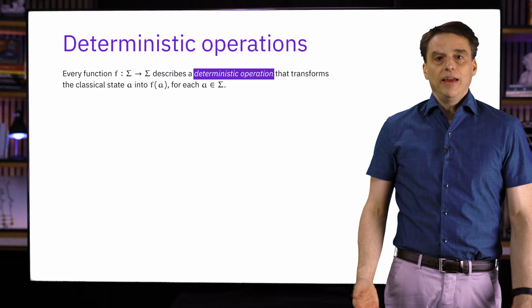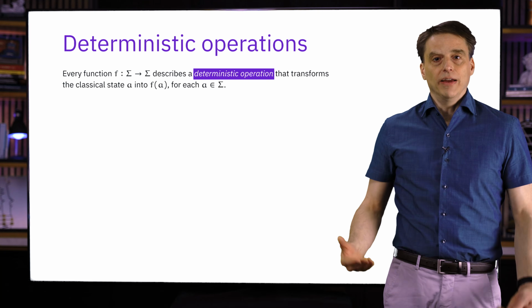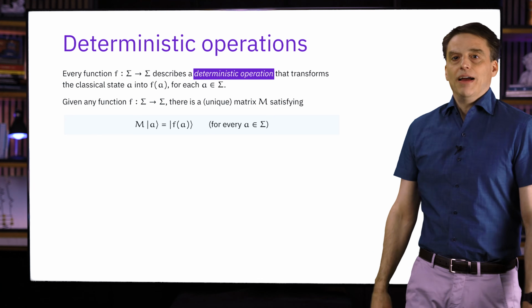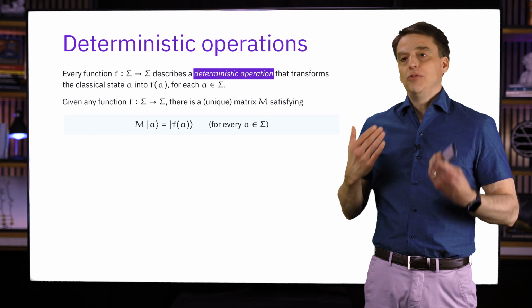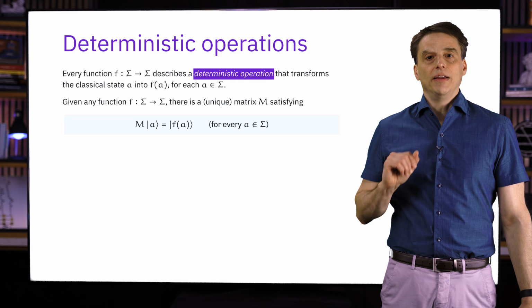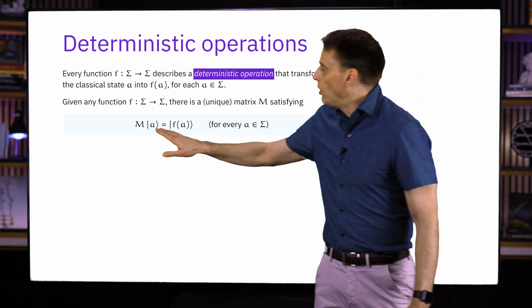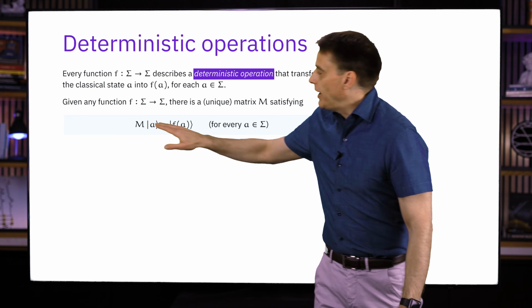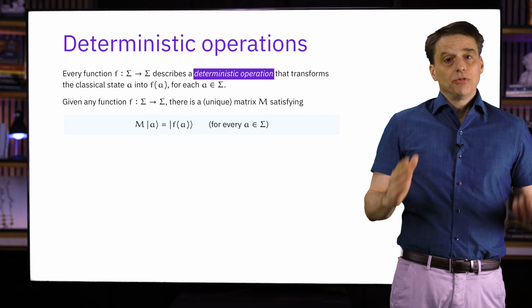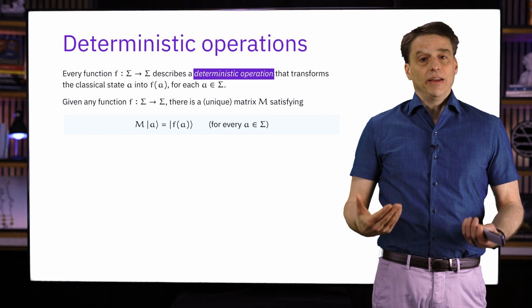The classical state a is transformed into the state f of a for each choice of a state a. For every function f of this form, there will always be a unique matrix M satisfying this condition that you see right here. And that is that multiplying M to the vector ket a gives us the vector ket f of a. And that's true for every choice of a classical state a.